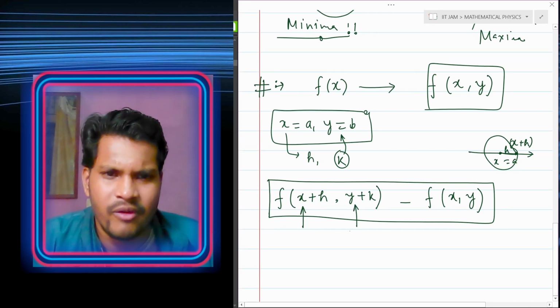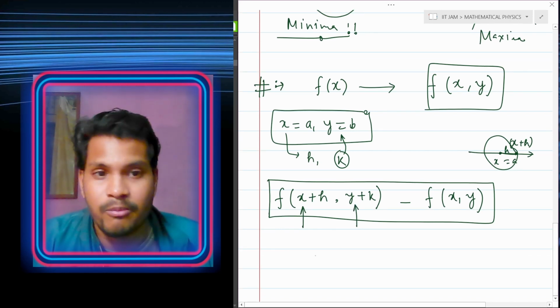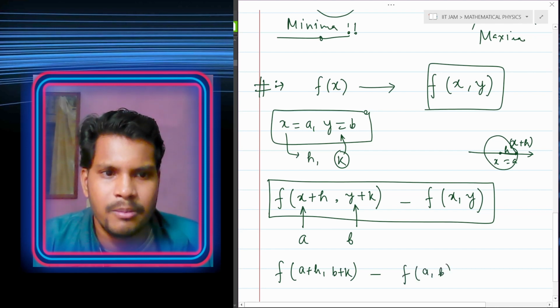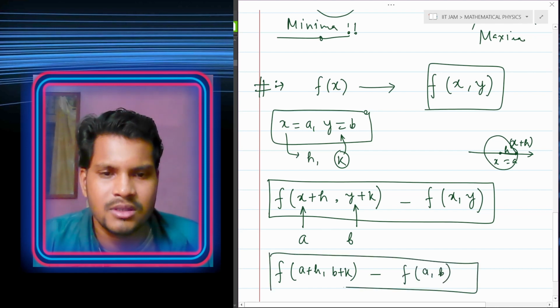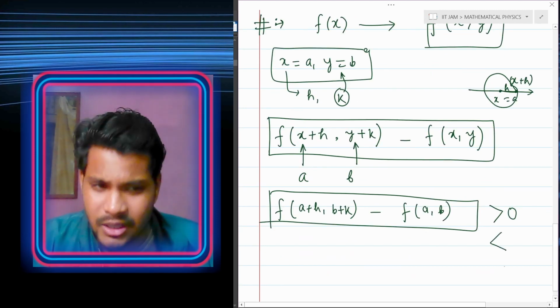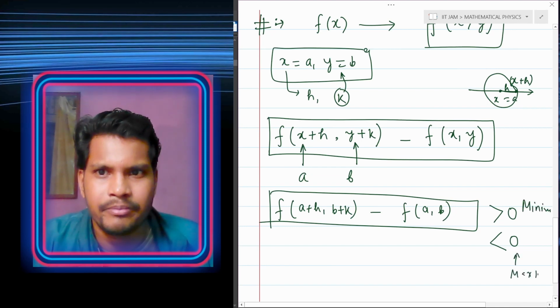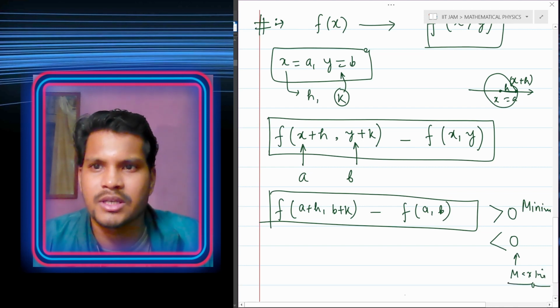Then what I am trying to understand is, for a particular point, this x will become, let us say, (a, b). So I can simply write a plus h and b plus k, and subtract the particular value of that function, f(a, b). If it comes out to be positive, then it is a minima. If it comes out to be negative, then it is a maxima. So this is called minima and this is called maxima. I hope this is clear to you.